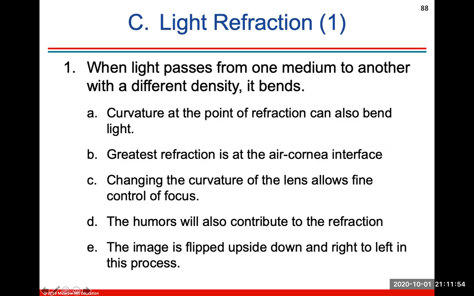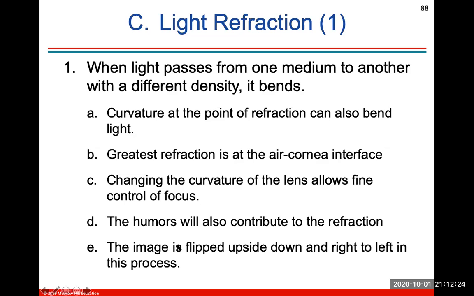Light refraction just means bending. When light passes from one medium to another with a different density, it bends. Curvature at the point of refraction can also bend the light, and the greatest refraction is at the air-cornea interface. The humors will also contribute to the refraction. Changing the curvature of the lens allows for fine control of focus. So your lens will be constantly changing its shape to focus the light.